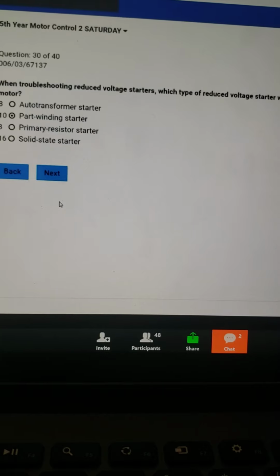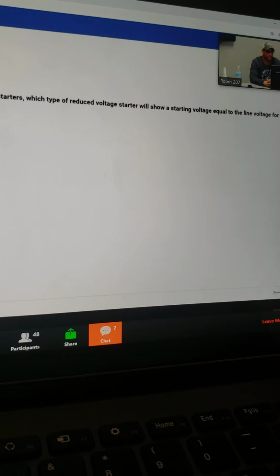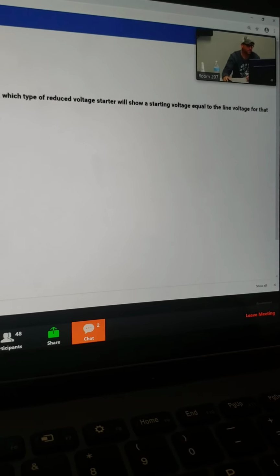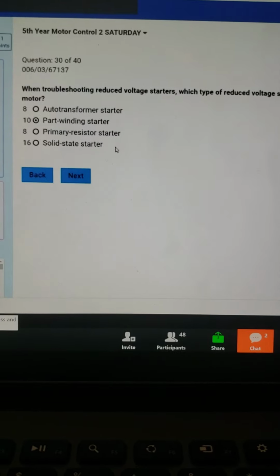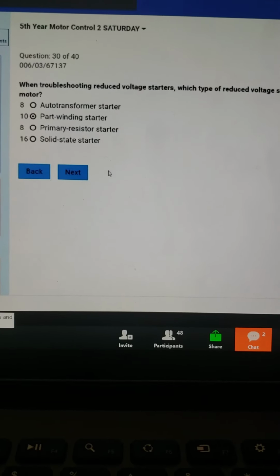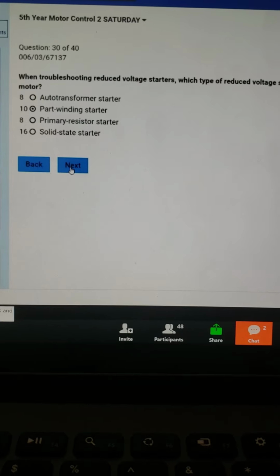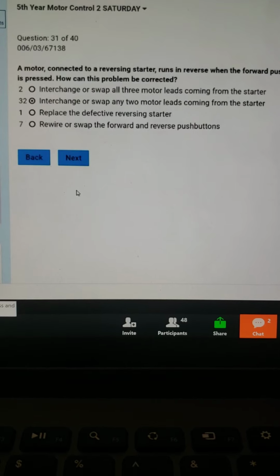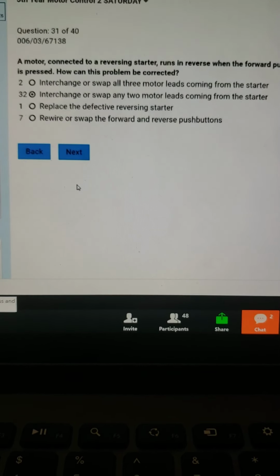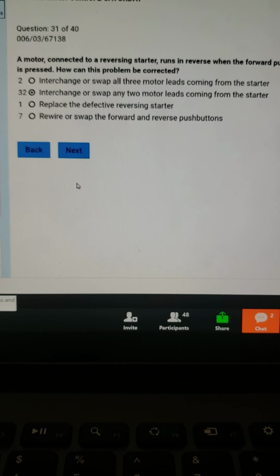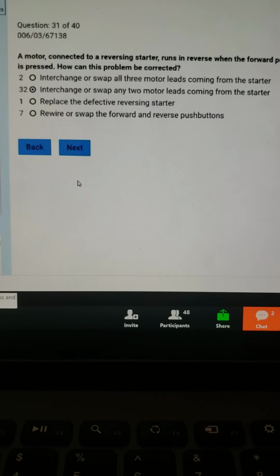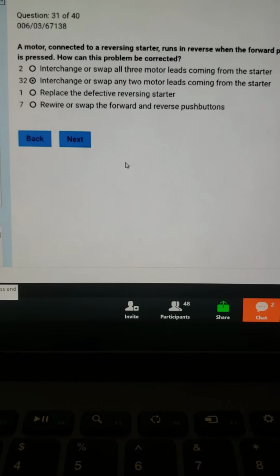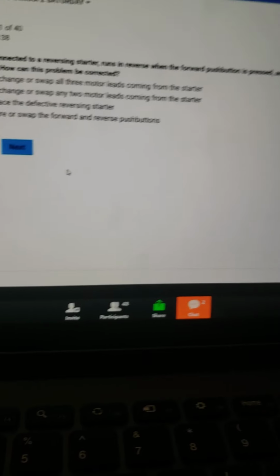When troubleshooting reduced voltage starters, which type of reduced voltage starter will show a starting voltage equal to the line voltage for that motor? Part winding starter. Motor connected to a reversing starter runs in reverse when the forward push button is pressed and runs forward when the reverse button is pressed. How can this problem be corrected? Interchange or swap any 2 motor leads coming from the starter. Bobby, you got that one right?